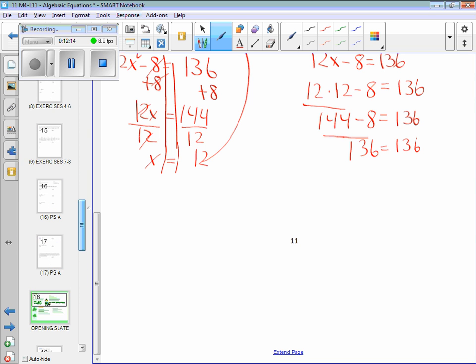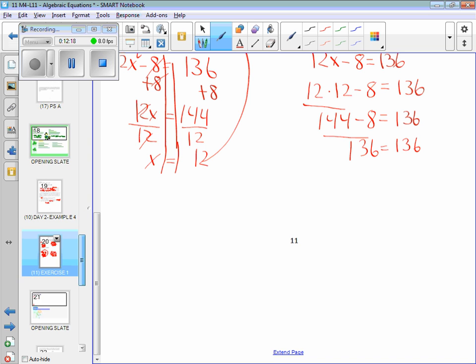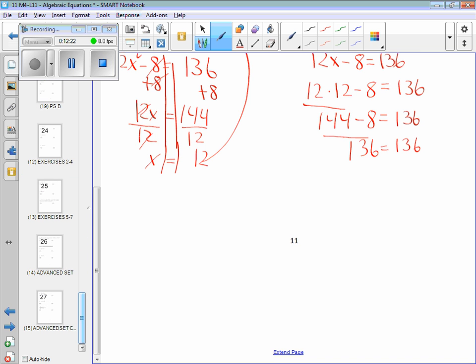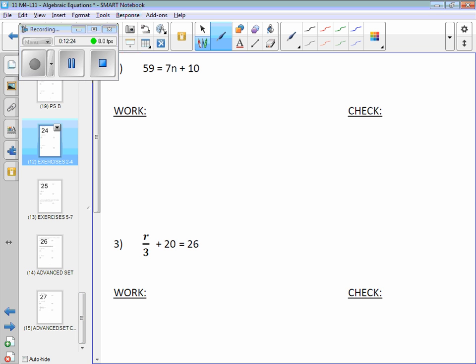What page is it? 12 coming up? 12. Holy moly. Everything's jumping around here. Where's my 12? Ah, there's the 12. All right, 59 equals 7n plus 10. Track. Do you guys have enough room to work? Tight.